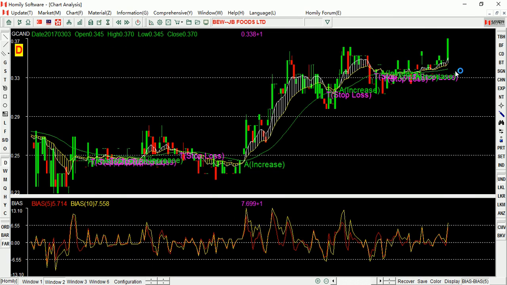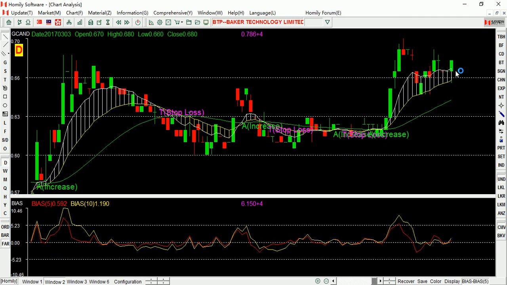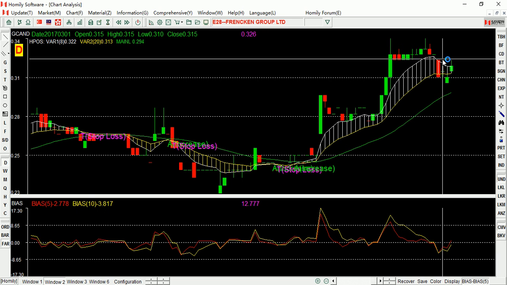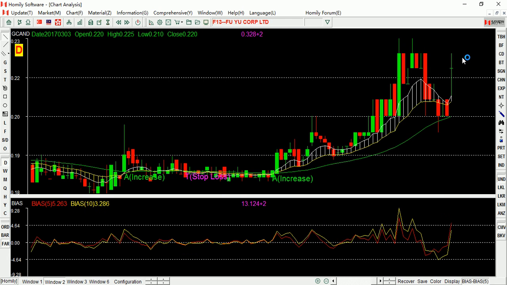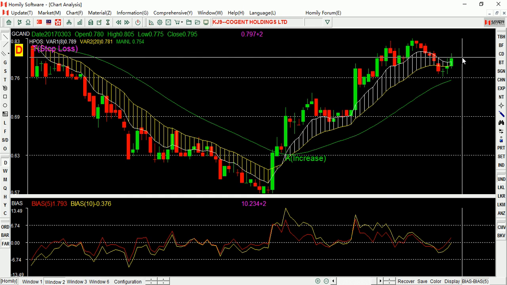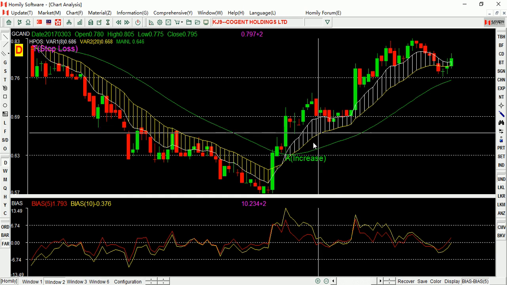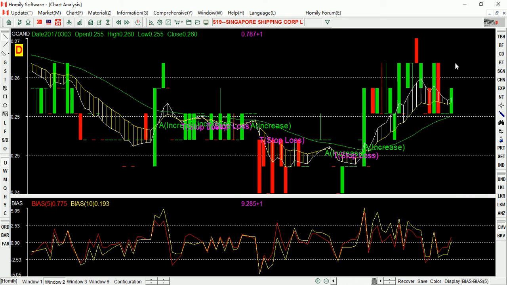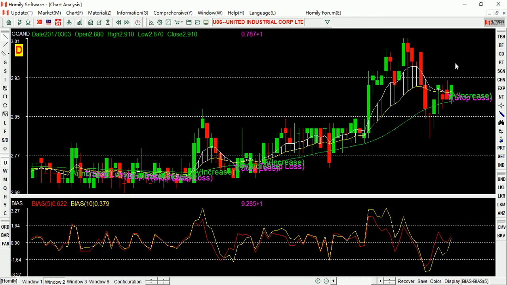Down, then up again. This one, down, then up again. This one also the same, down and up again. So you can filter stocks like this. This one, Postion. Postion, if you buy here, it still has churn. So you can filter some stocks like this.